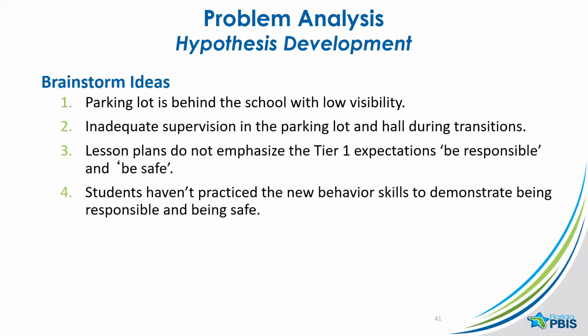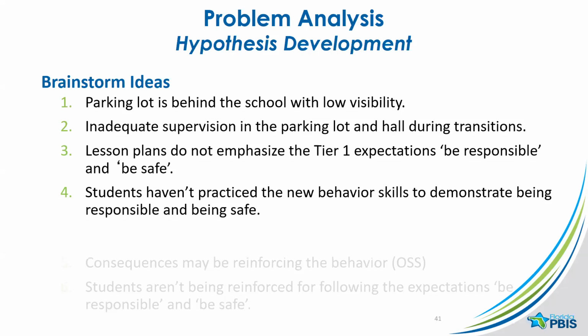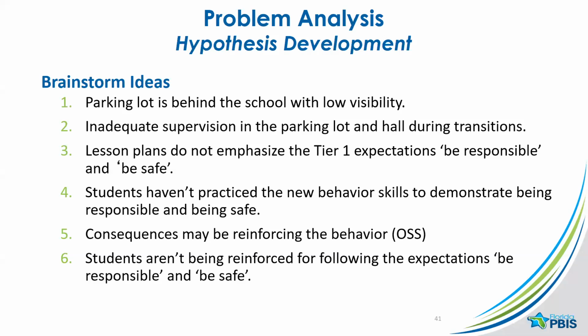Maybe we need to do a better job of creating and delivering lesson plans that teach the Tier 1 expectations of being responsible and being safe so that we can reduce those referrals. Perhaps students haven't practiced the behavior enough or received enough feedback on how to do that well with fluency. We might consider that there are consequences that are happening in the school that are reinforcing certain behaviors. For example, some kids may just simply want to go home as a result of the behavior problem. And so OSS doesn't represent punishment to them, it represents a reward. Students, for example, might not also be reinforced for following expectations. So that might be a breakdown in our reward recognition system.